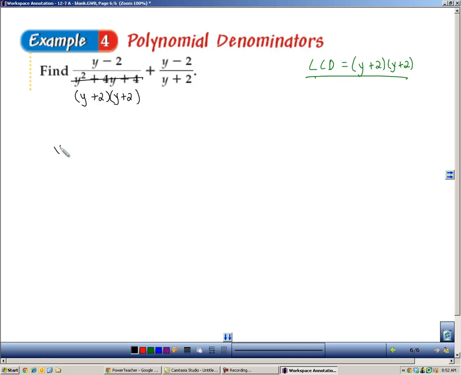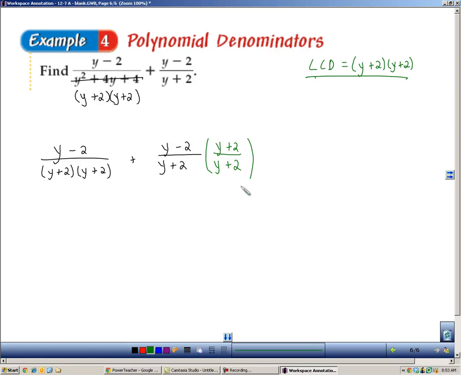So rewriting, the left side is just going to stay the same because it has the denominator that we want. And we're going to have to do something to the right side to get this denominator. So what can we multiply y plus 2 by to get y plus 2, y plus 2? Well, the answer is another y plus 2. So we'll do that. And then we'll simplify y minus 2 over the denominator that we want.